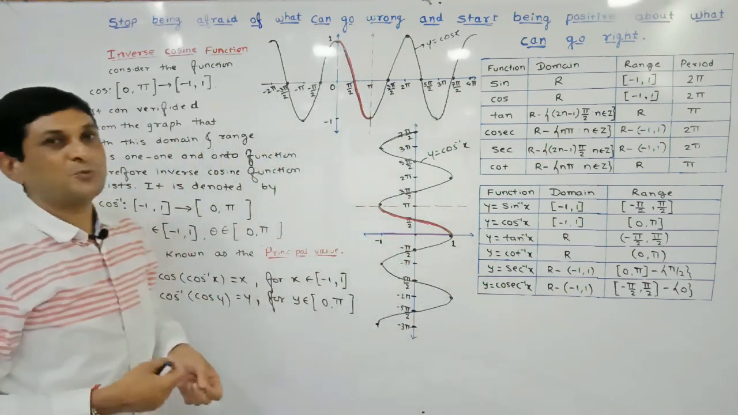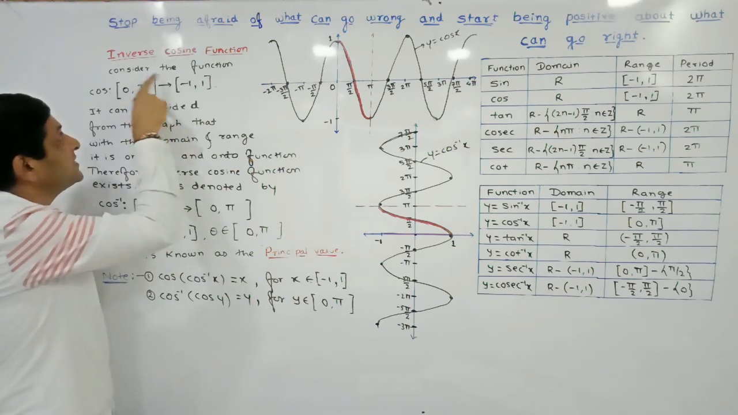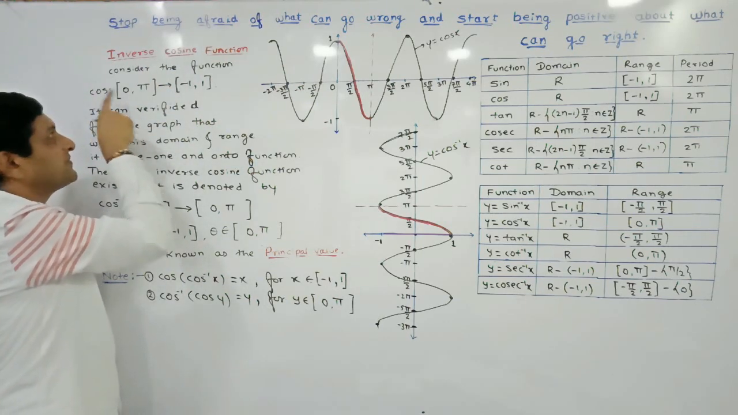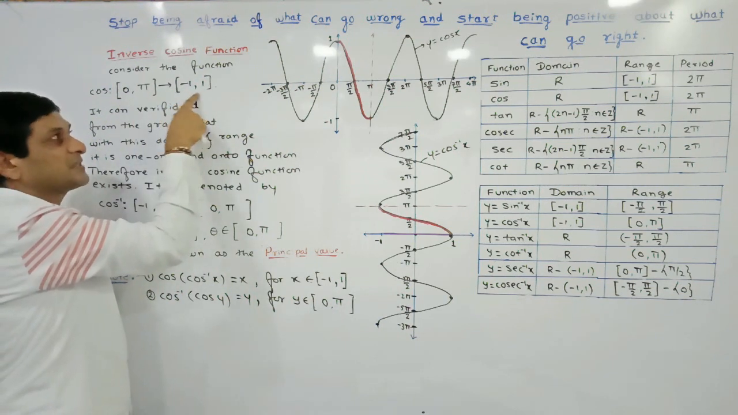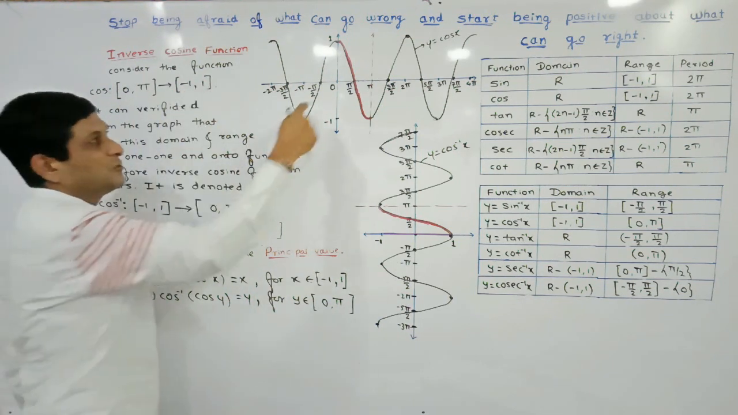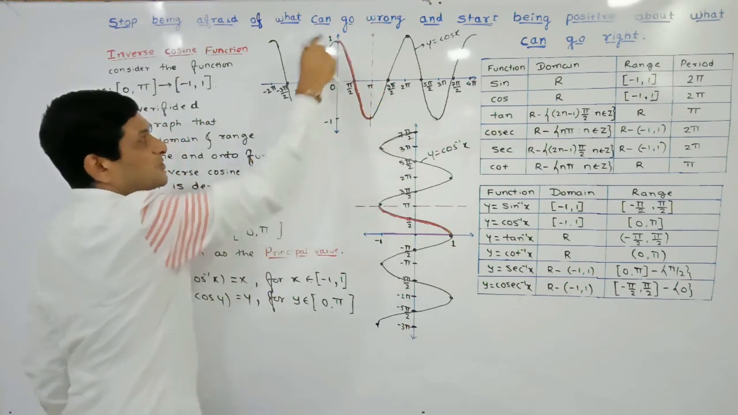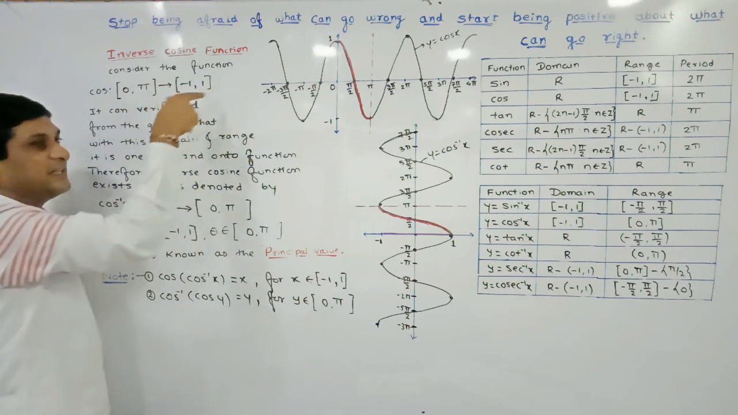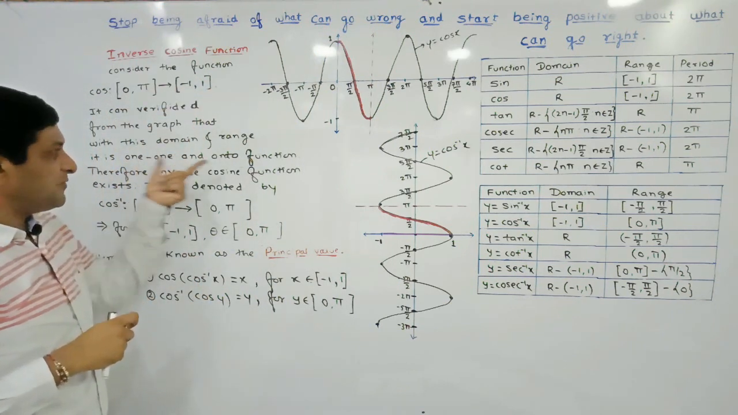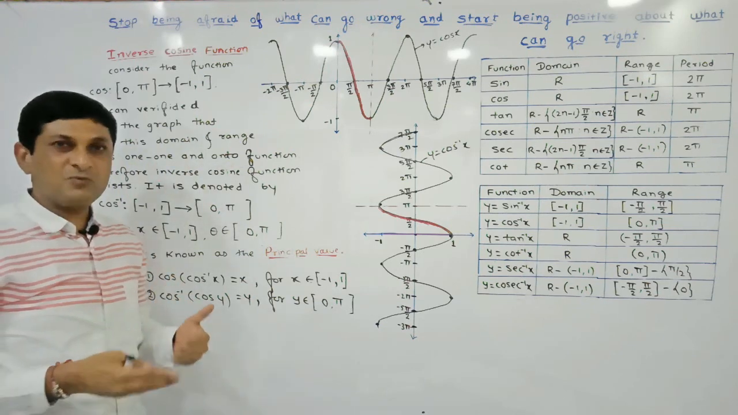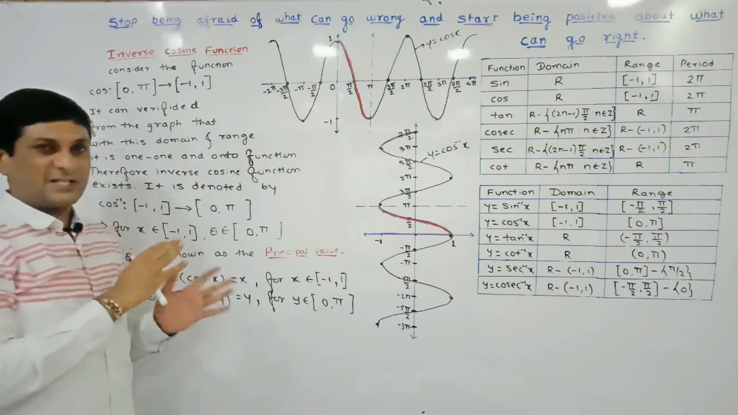And if the function becomes one-one and onto, at that time we are able to define the inverse function. That's why if we consider cos as a function whose domain is 0 to pi, and its range is between minus 1 and plus 1, if we define the function in this form, then it becomes one-one and onto, and we are able to define the inverse function.